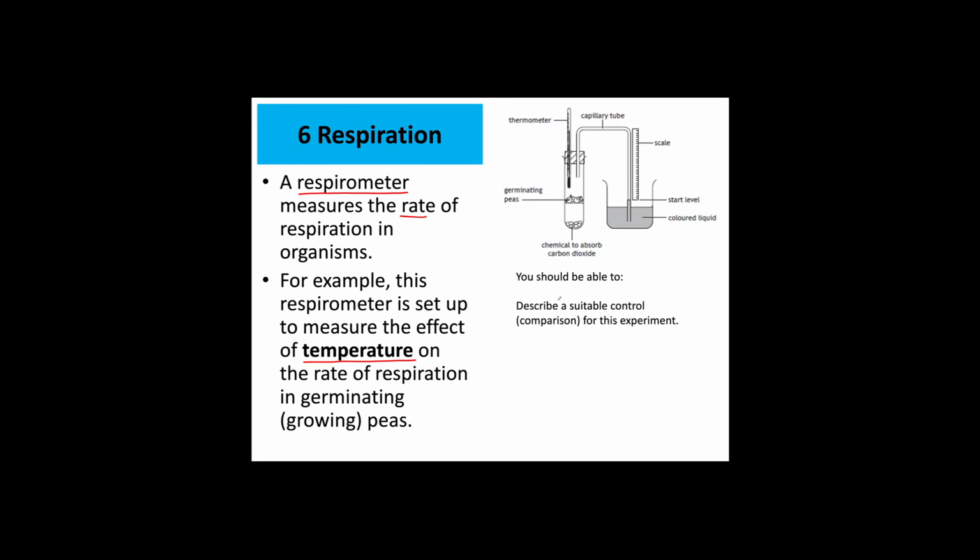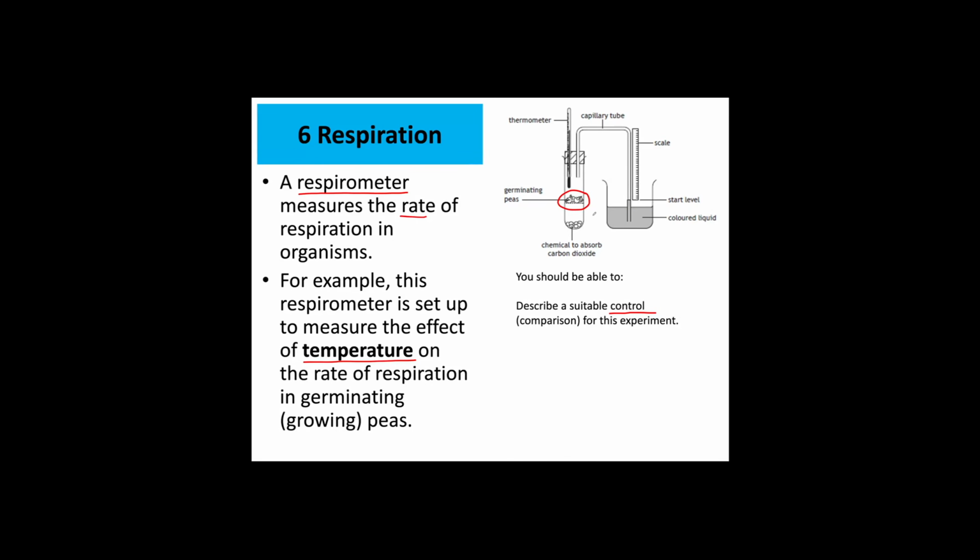Now, what you should be able to do for your exam is describe a suitable control experiment for this particular experiment up here. Now, a control, I always teach my classes COCO, so control is a comparison. Now, what are we comparing? Because you can't just say it's a comparison. What we're comparing is both with and without the thing that we're investigating. Now, what we're investigating here is the rate of respiration in germinating peas. So, in a control experiment, we would be removing the thing we're investigating, which is the germinating peas.